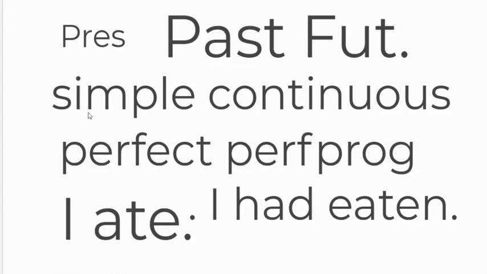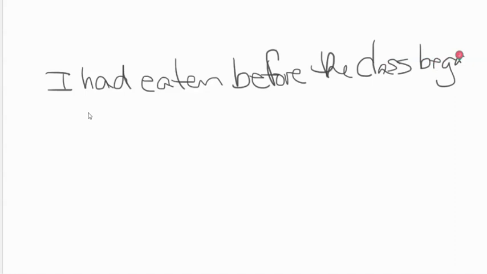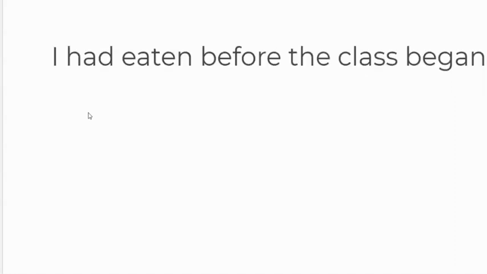Now, when I say I had eaten, here we have what we call the perfect aspect. So, right here, I had eaten before the class began. Right, so I hope you can see that. So there you have our sentence.